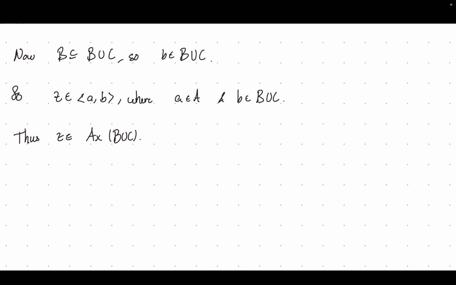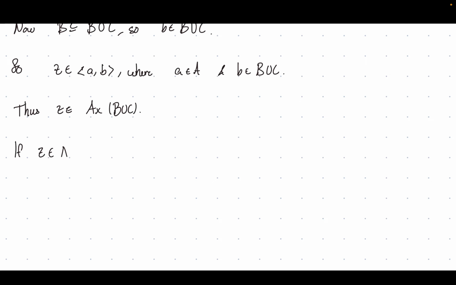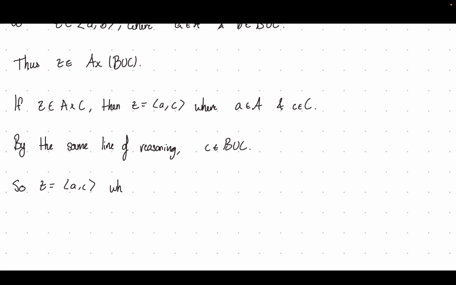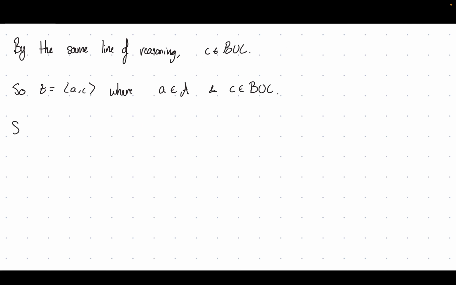And then the reasoning for the other one is the exact same. If z is in A cross C, then z is equal to (a, c), where little a is in big A and little c is in big C. By the same line of reasoning, little c is in B union C. So z is equal to (a, c), where a is in A and c is in B union C. So z is in A cross (B union C).